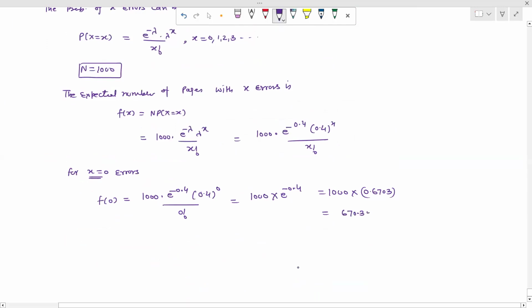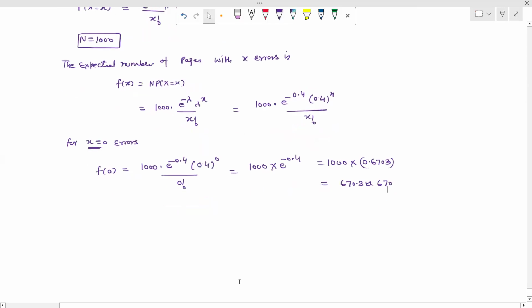तो इसको किसके इक्विवेलेंट कर लेंगे? 670 के, क्योंकि 0.3 फ्रैक्शन में तो पेज होगा नहीं. तो दैट मीन्स 670 पेजेस आर देयर हु हैव जीरो एरर. बुक में टोटल कितने पेज हैं? 1000. 1000 में से 670 पेजेस ऐसे हो गए जिसमें कोई भी एरर नहीं आ रहा है, जीरो एरर आ रहा है.